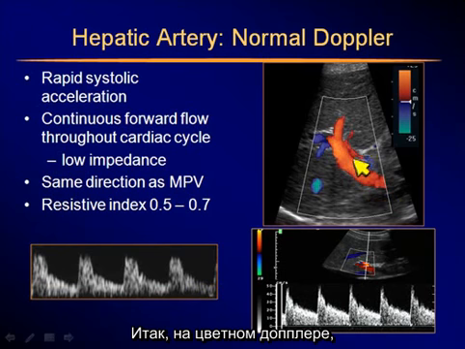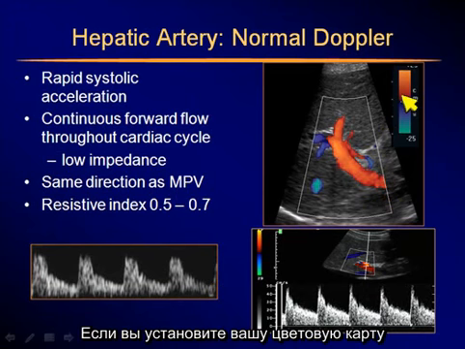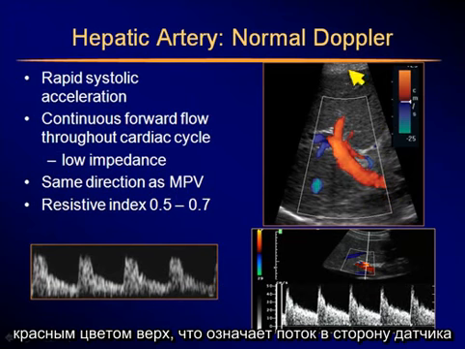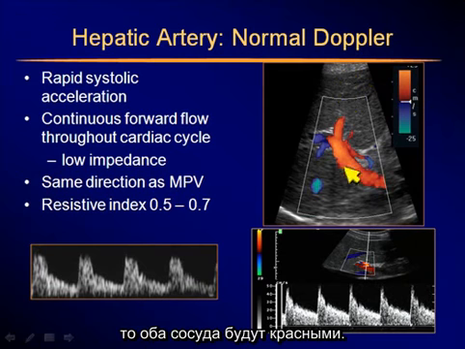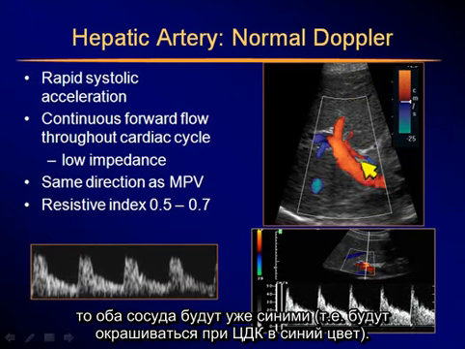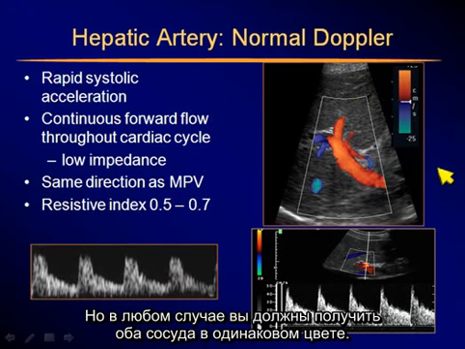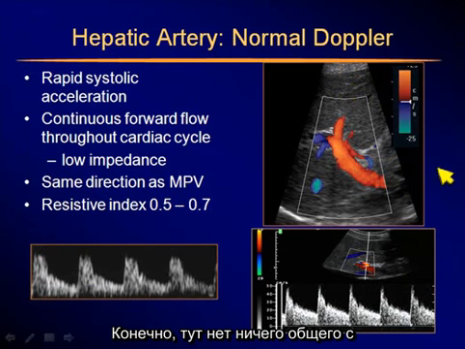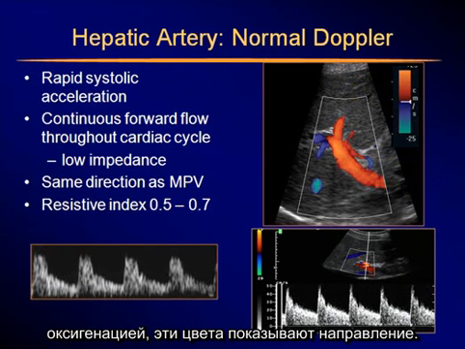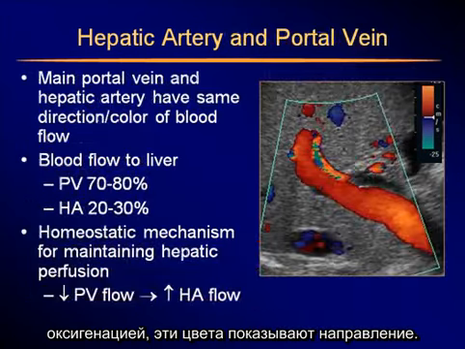So on color Doppler, these two vessels, the artery and the main portal vein, are always the same color. So if you set your color map with red, meaning towards the transducer, both will be red. If you turned it blue, as meaning towards the transducer, both should be blue. But you should not have one red and one blue, because of course this has nothing to do with oxygenation, it's direction.